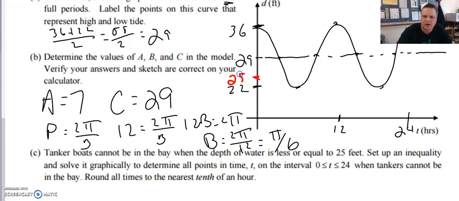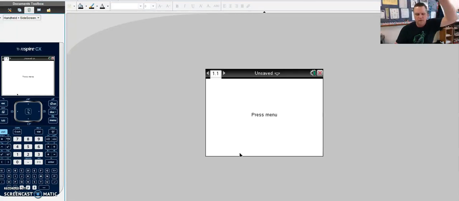So here's your 25. This is the line they're talking about right here. So we have 1, 2, 3, 4 points we have to find. So I'm going to go to the calculator and sketch this.